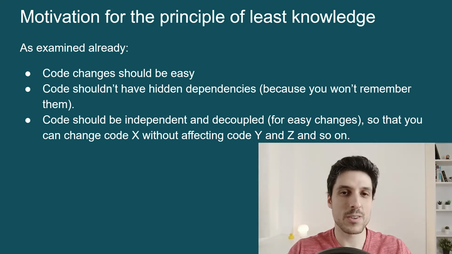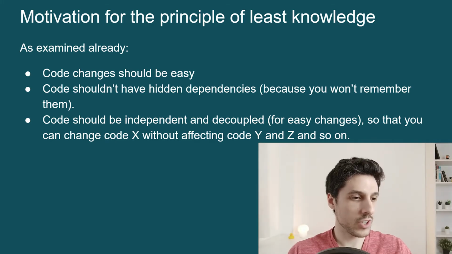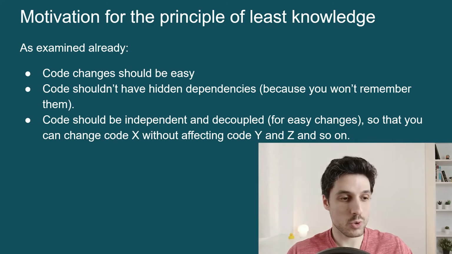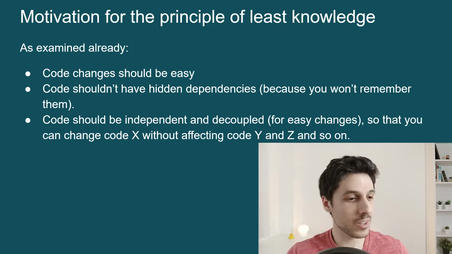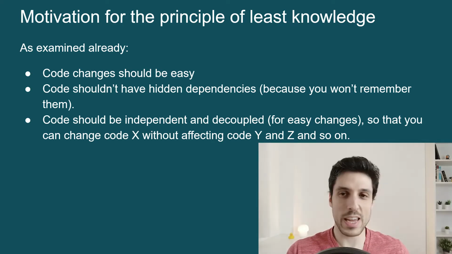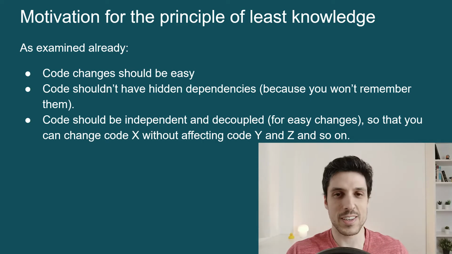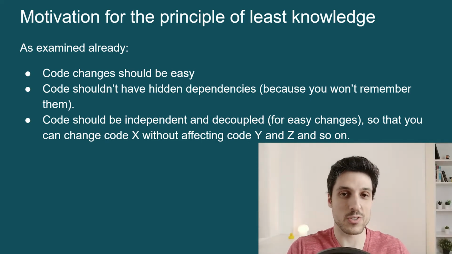Before we start, why are we looking at this principle? It's directly because of the requirements and the limitations that we looked at a few videos ago. Things like code changes should be easy, code shouldn't have hidden dependencies because you won't remember they're there and no one else will. And code should be independent and decoupled so that changes are easy, so that we can change code X without affecting code Y and Z, and so on, those chain reactions. This principle is very important in preventing those things and in helping those things.